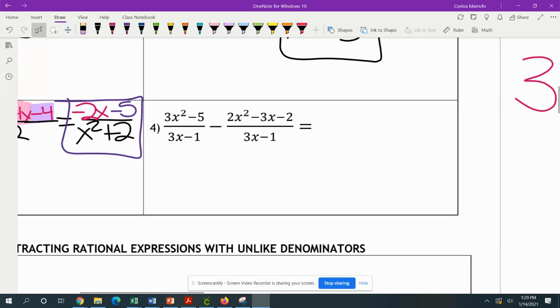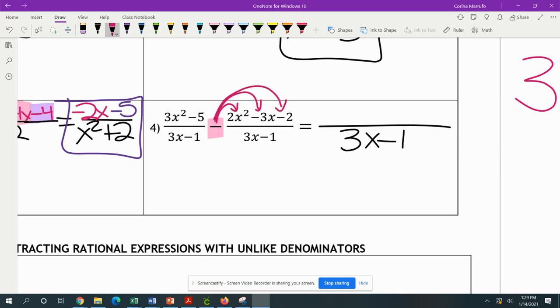All right, the next one, we have a common denominator of 3x minus 1. So I'm going to write the 3x minus 1 here. I do see a minus here, so I need to remember I am going to have to distribute that minus sign to each one. Okay, so the first part stays the same, 3x squared minus 5, and I'm going to go ahead and distribute that minus. So it'll be minus 2x squared. Now it is minus 3x. A minus and a minus is going to make a plus 3x, and then minus 2 turns into a plus 2 once we distribute that minus sign.